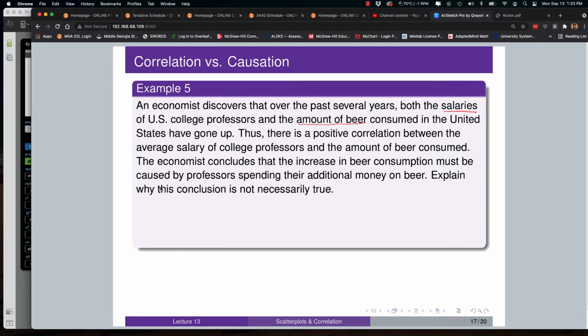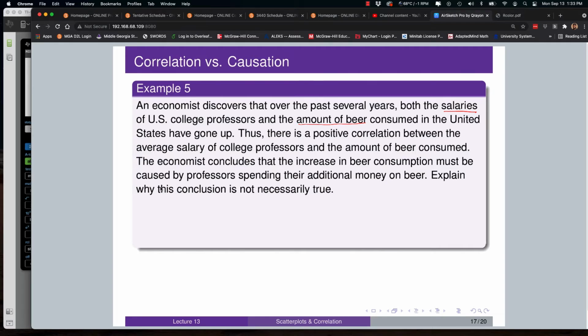We're talking about the population of U.S. professors, and then the other variable here is the amount of beer consumed by the United States, the entire population. That's probably not a good way to go about saying that just because they're correlated implies that one causes the other one to occur. If the other variable had been amount of beer consumed by college professors only, maybe we could make that jump, but still we'd have to be cautious of that.